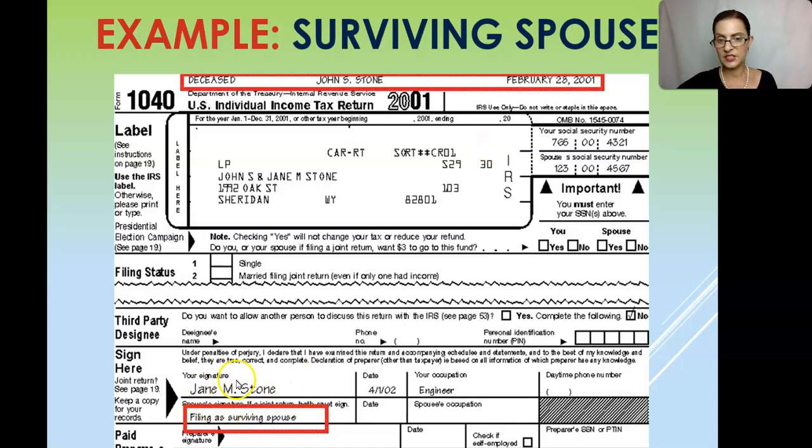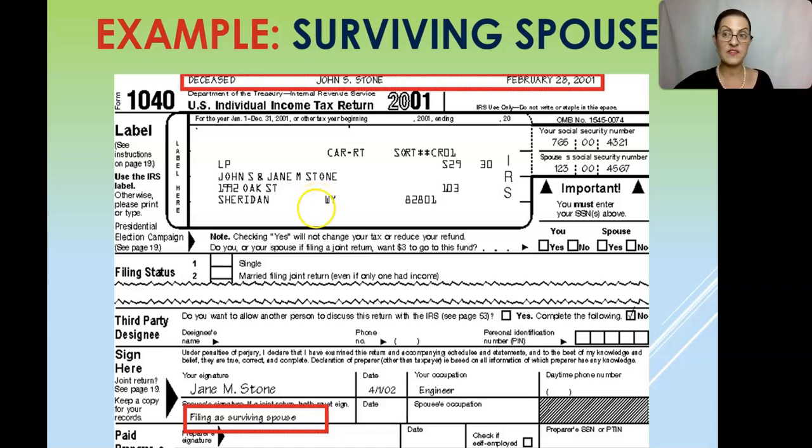Down here in the signature area, the surviving spouse has to sign their name, and then where the deceased spouse's signature would normally go, you would write in "filing as a surviving spouse." That's what you would do if it was the survivor that was actually filing these returns. And this is assuming that it's a joint tax return, because many times you can have a situation where the decedent and the surviving spouse will file MFS as well.